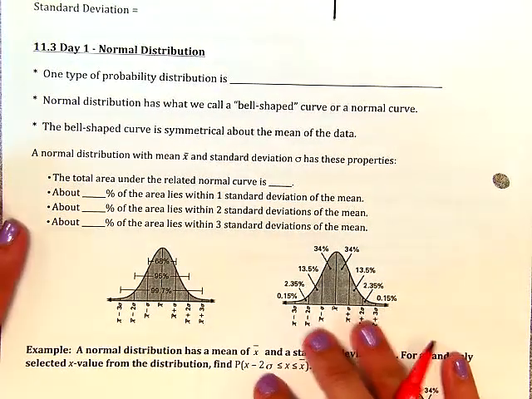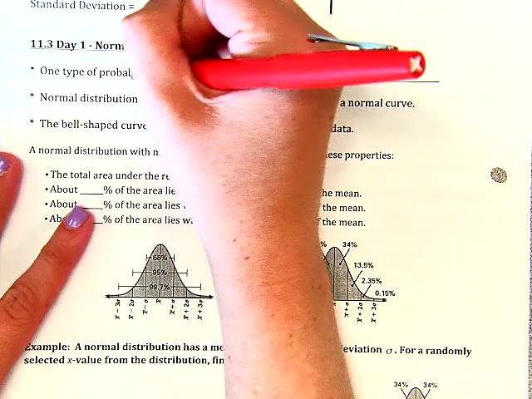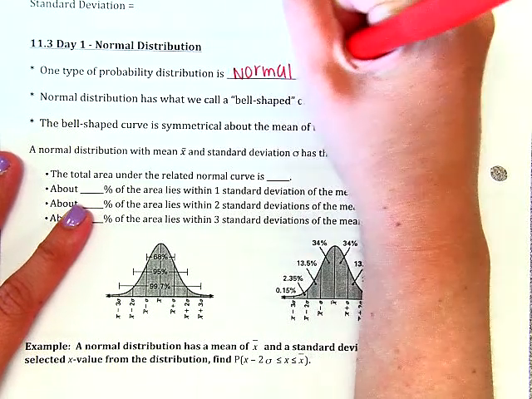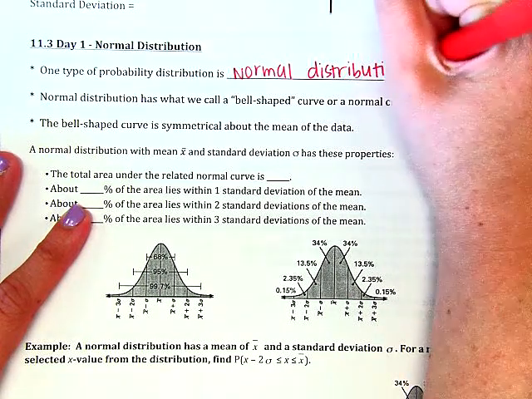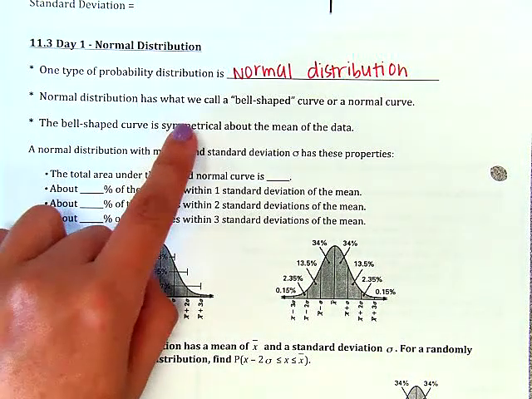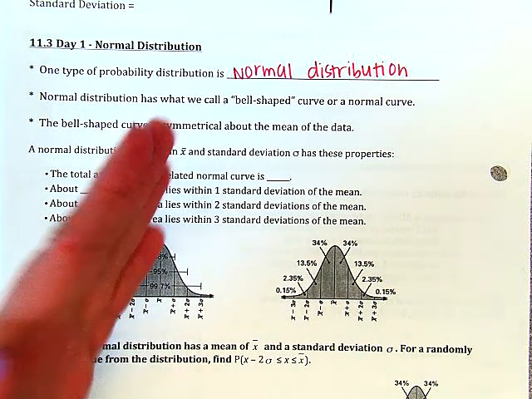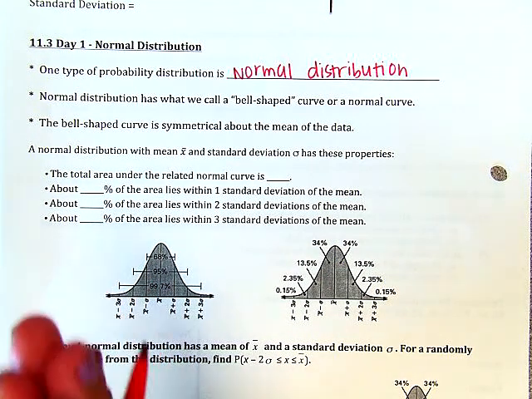Okay, 11.3 day 1. One type of probability distribution is the normal distribution. Normal distribution has what we call a bell-shaped curve, which you'll see down here, or sometimes called a normal curve. The bell-shaped curve is symmetrical about the mean, so that means the mean is in the middle.